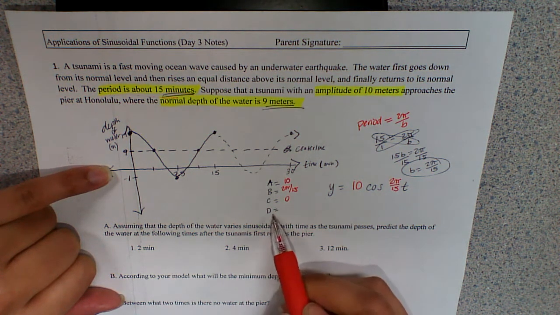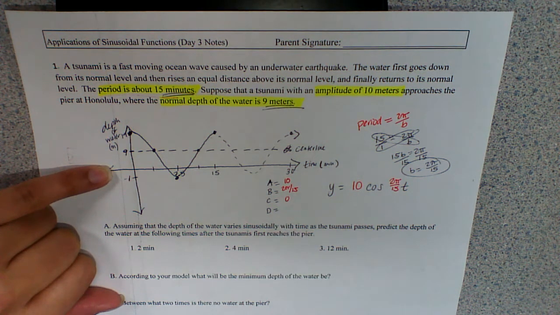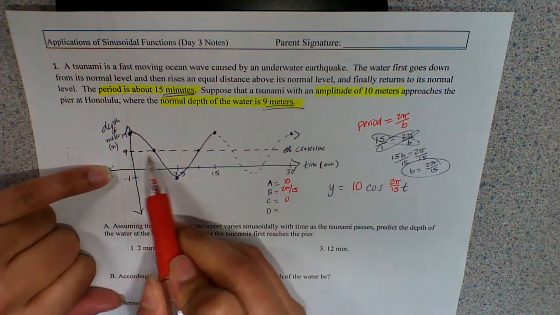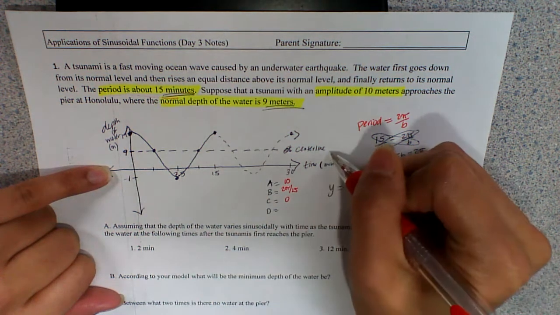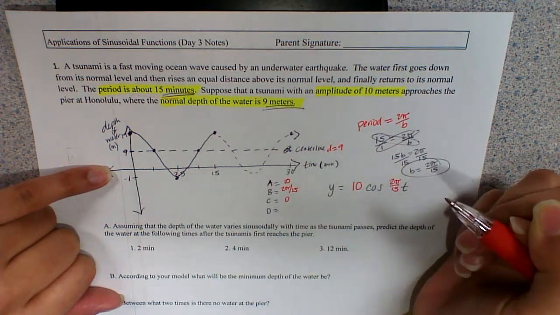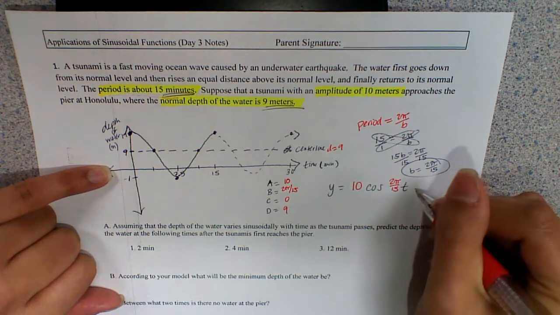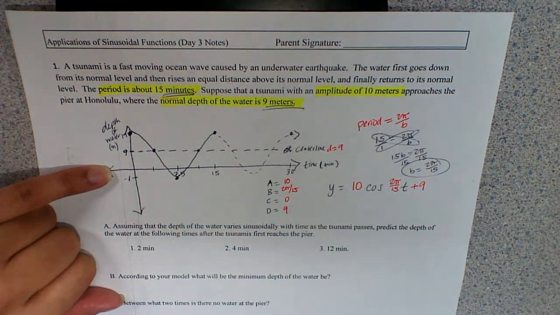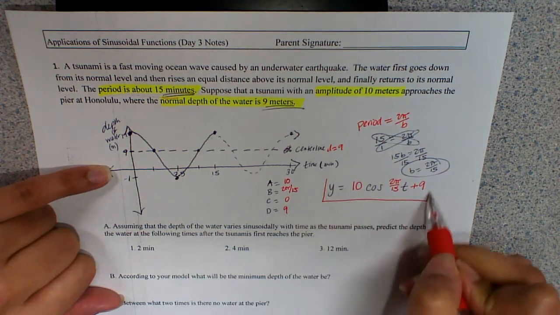Okay, and then lastly, D. Now remember, D is based on the exact location of your center line. So if I know my center line is at 9, then I know D is a positive 9. And that's going to go in at the very end. Okay, so there's my equation.